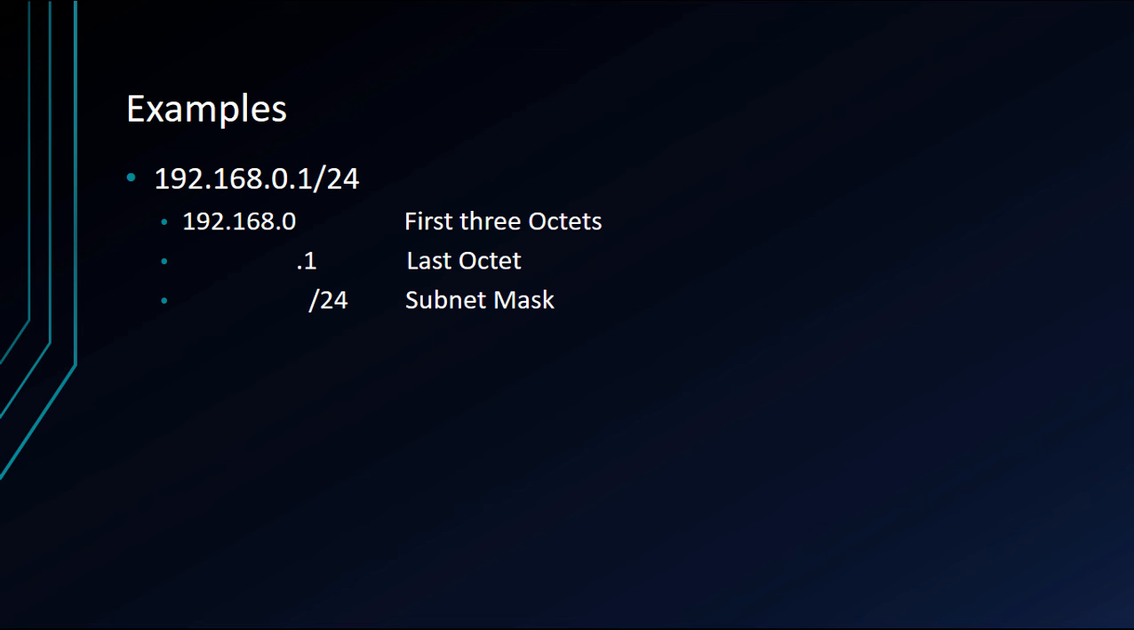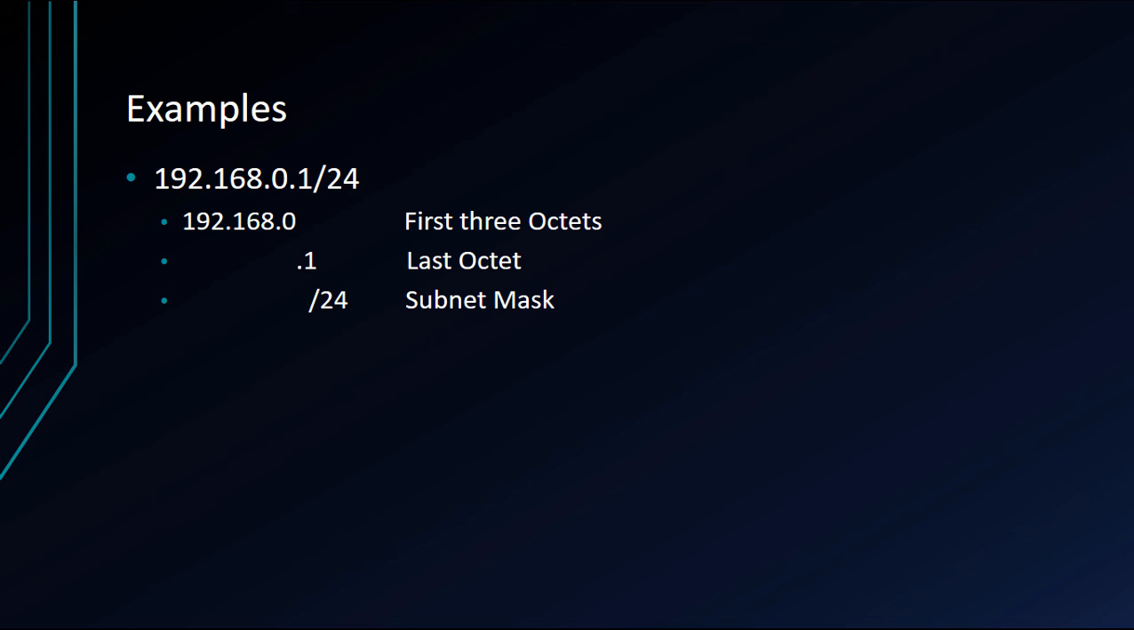Then there's the /24. So the /24, if you remember our octets we talked about earlier, remember 2 to the 8th power, 8 plus 8 plus 8 plus 8. Well, in this particular case, we see a /24. So in the 192.168.0, we can see that's 8 plus 8 plus 8, and that equals 24. So we're separating our network from our host address by this /24.